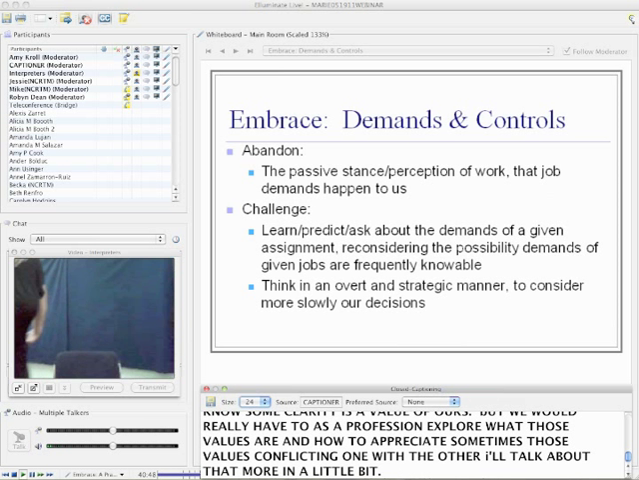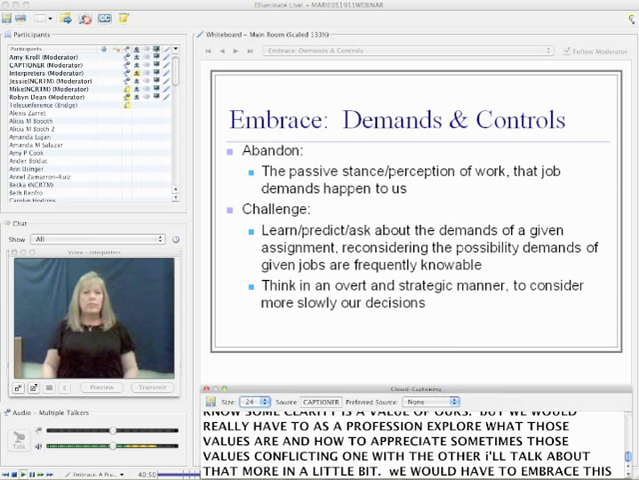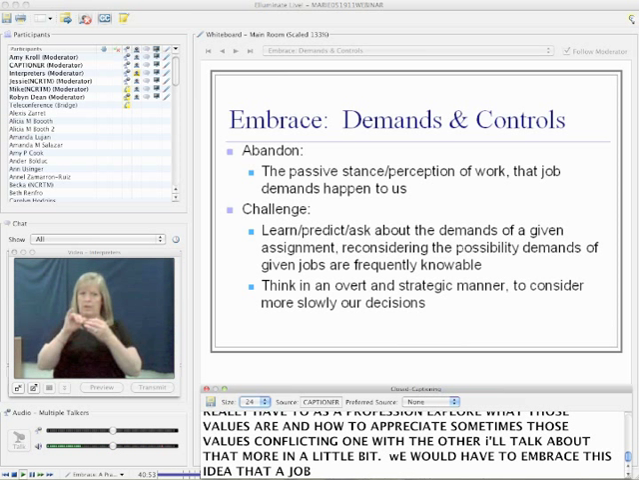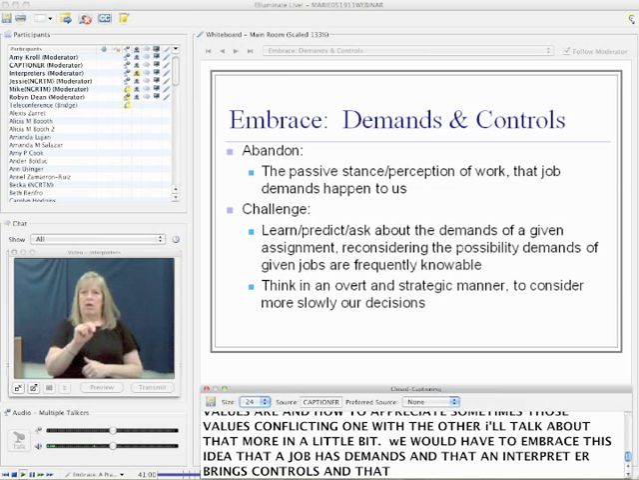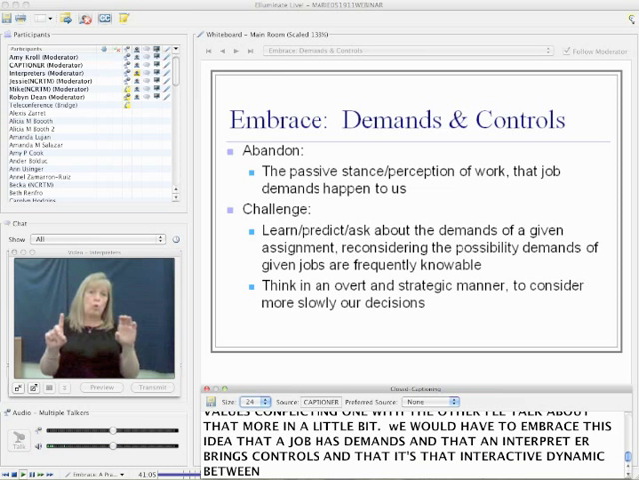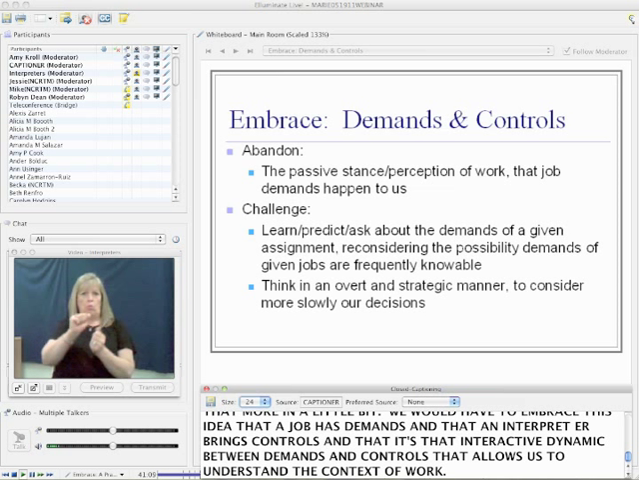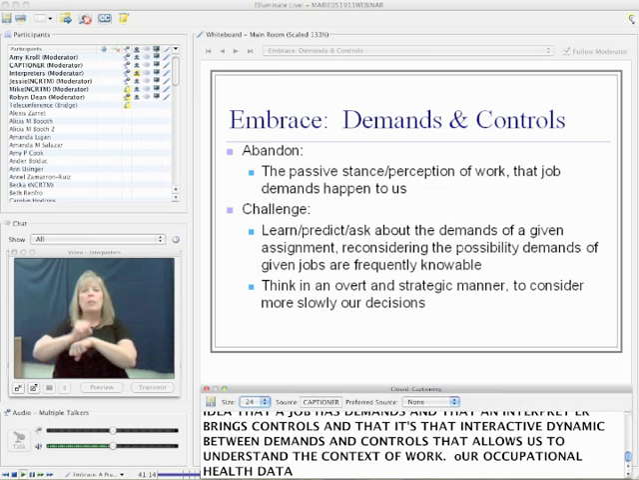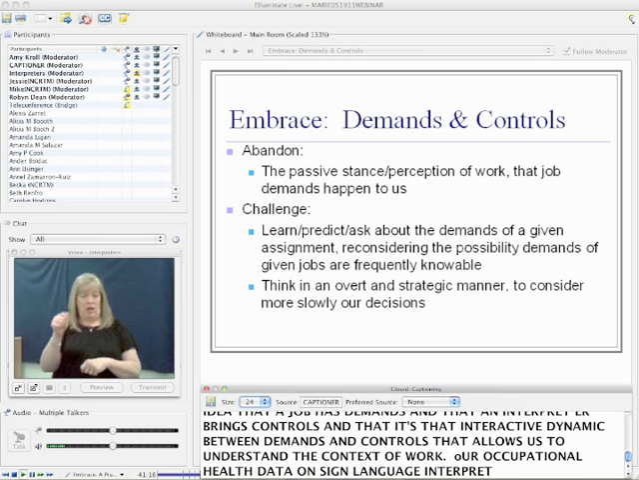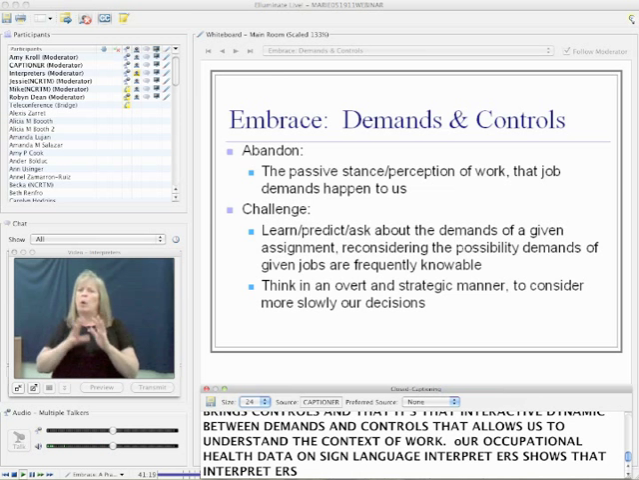We would have to embrace this idea that a job has demands and that an interpreter brings controls. And it is that interactive dynamic between demands and controls that allows us to understand the context of work. Our occupational health data on sign language interpreters shows that interpreters suffer quite significantly compared to other professions from psychological and emotional stress of our work.